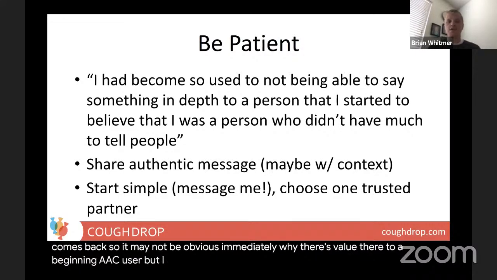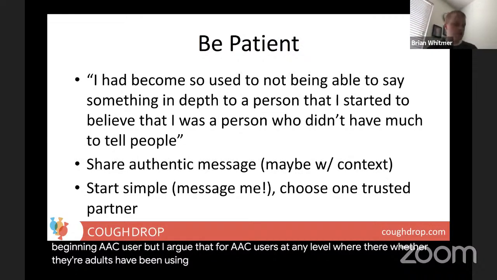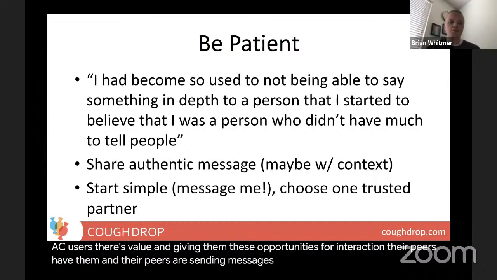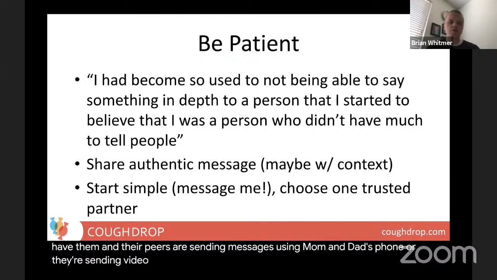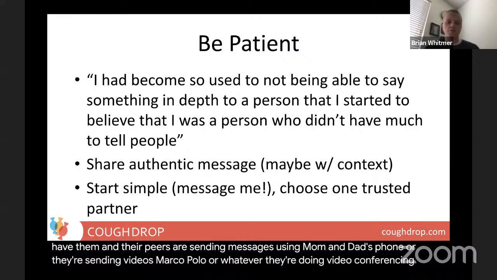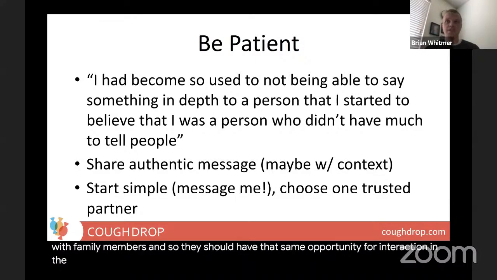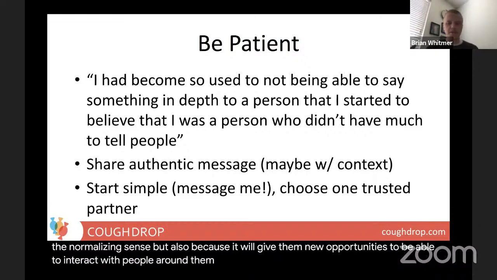So it may not be obvious immediately why there's value there to a beginning AAC user. But I argue that for AAC users at any level, whether they're adults who've been using digital communication for a long time or beginning AAC users, there's value in giving them these opportunities for interaction. Their peers have them, and their peers are sending messages using mom and dad's phone, or they're sending videos on Marco Polo or whatever. They're doing video conferencing calls with family members. And so they should have that same opportunity for interaction, in the normalizing sense, but also because it will give them new opportunities to interact with people around them. So we want to help them share authentic messages about themselves.